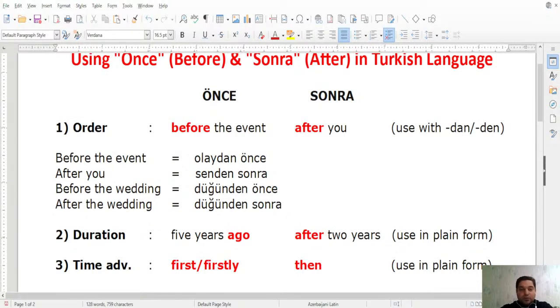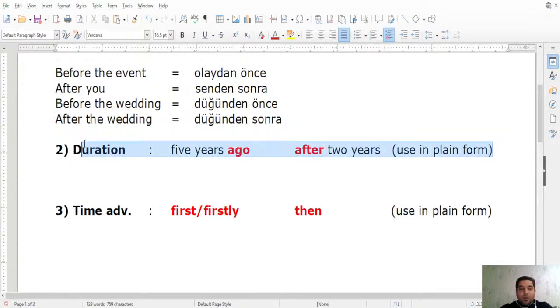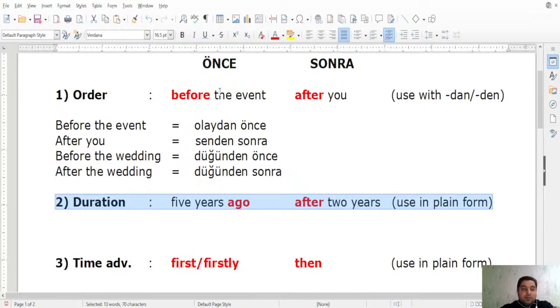What about the second use? The second use of the words önce and sonra is specifying duration. When you want to specify some kind of duration of time, after which something happens, this basically means ago. The second meaning here is ago. Önce means ago, and sonra means after. So if you want to say 5 years ago, you will say 5 yıl önce.